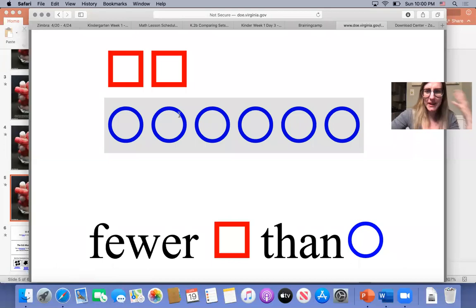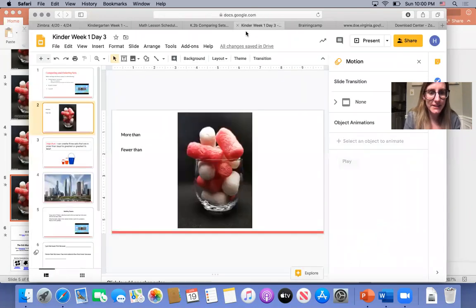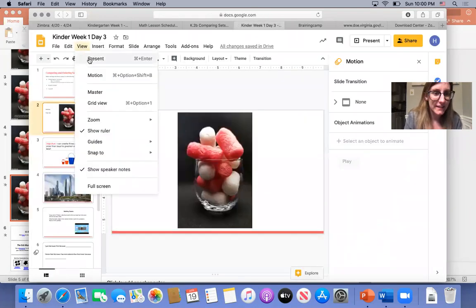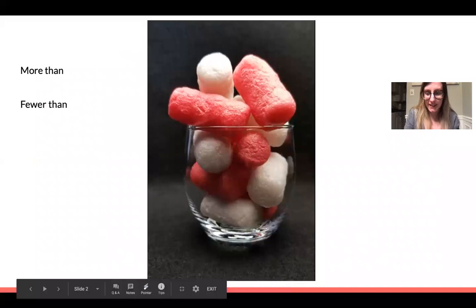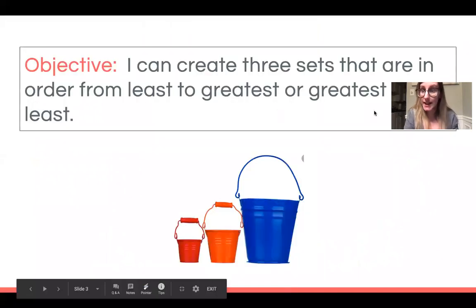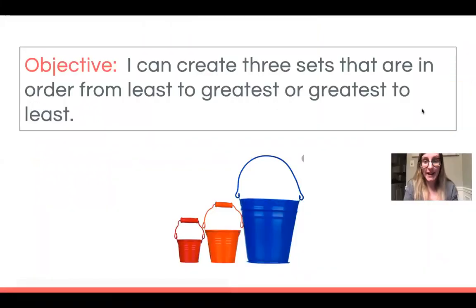And that gets our brain really thinking about more than and fewer than and less than. And we're going to use it in thinking about sets today. And we're again going to be thinking about putting sets in order from least to greatest and greatest to least. But this time you're going to create the sets. You're going to come up with the numbers that we put in least to greatest or greatest to least.